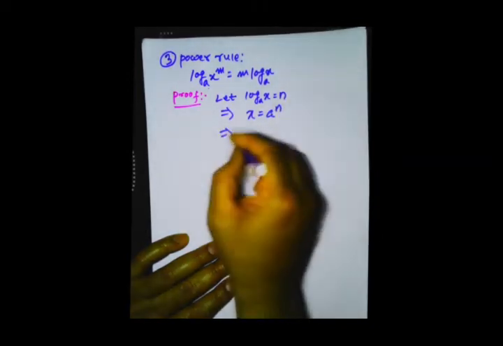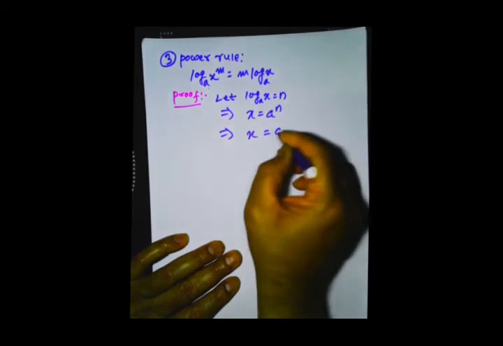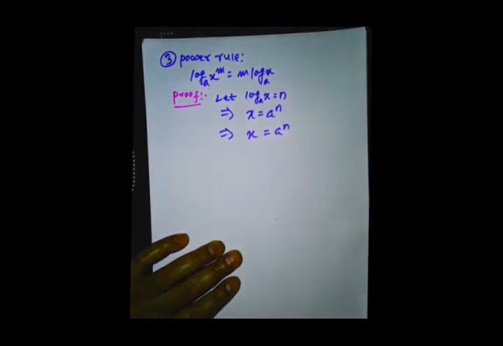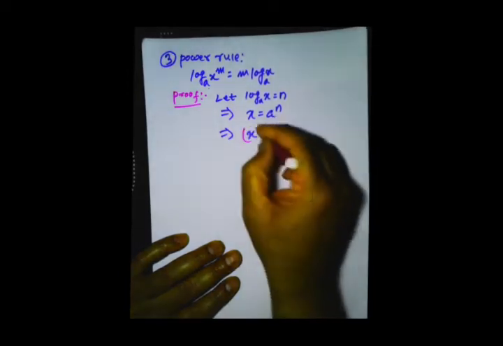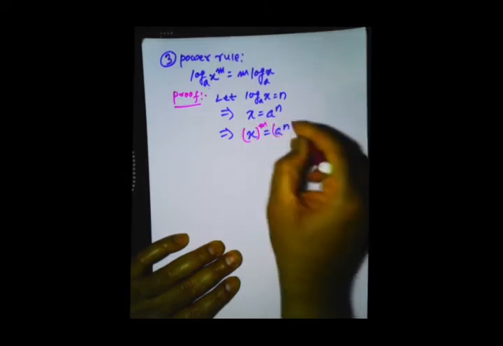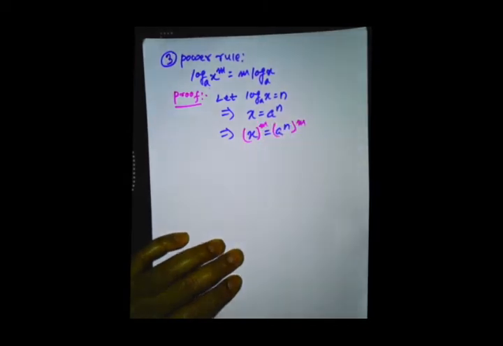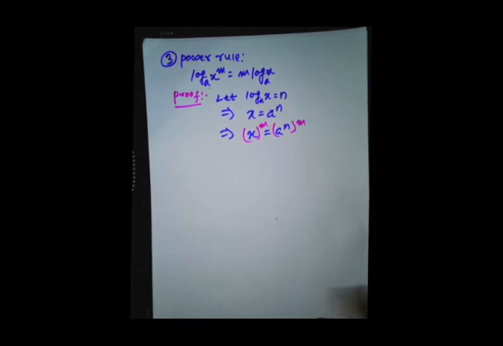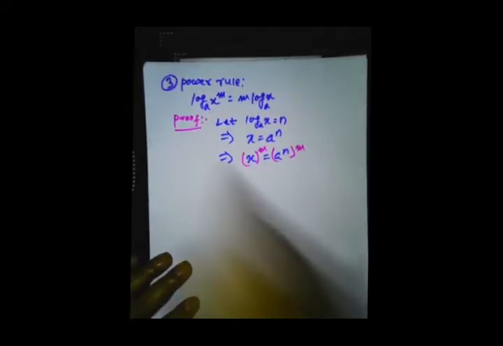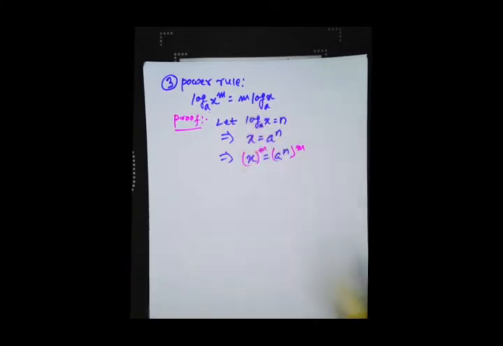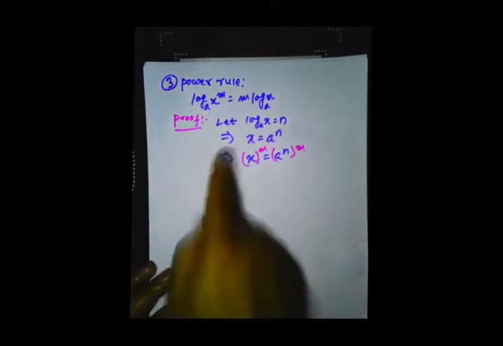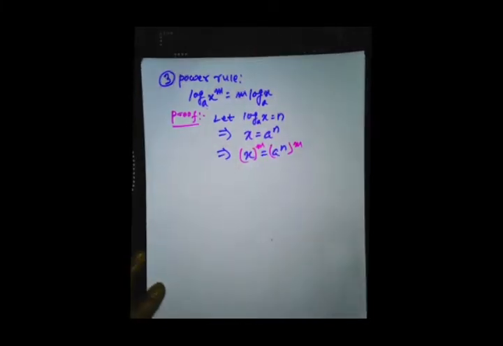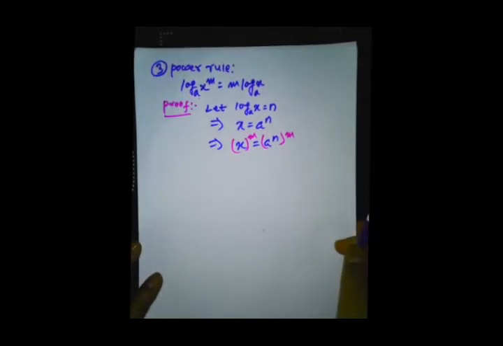Now taking power m to both sides, so I'm taking power m to both sides here. Why m to both sides? While proving this, we have to always think about the relation given. What kind of relations are given there? Accordingly, we have to think in order to get to the result. Okay, now we shall go ahead in the step.